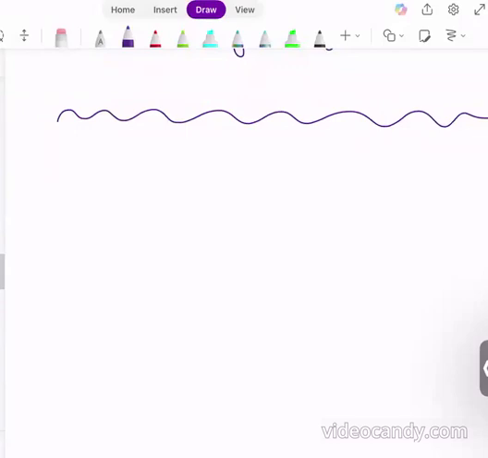Okay, in today's class, we will understand how to find the equation of a tangent.